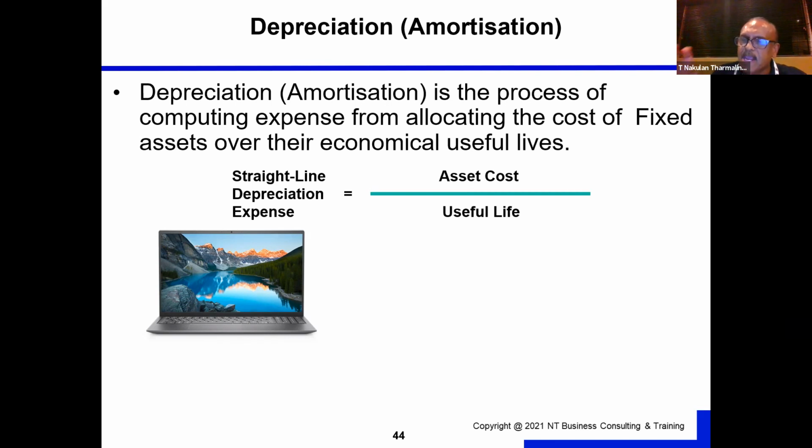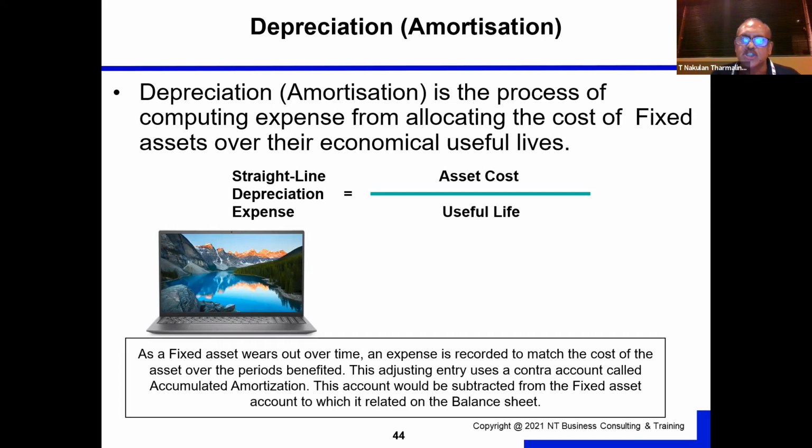Why? It follows the matching principle. That motor car is being used in your business to generate revenue over a period of 5 years. That's really the matching principle. So fixed assets will wear over time. That's why earlier we had a word called book value.